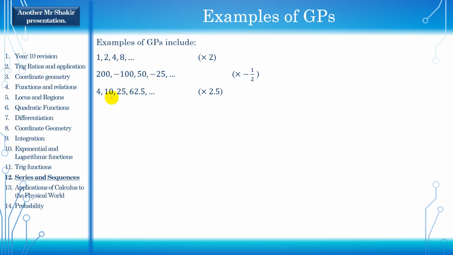Alright, move on. 4, 10, 25, 62.5, multiplying by 2.5. So these numbers don't really look familiar. Just goes to show you can't trust it. Alright, there's another interesting one.